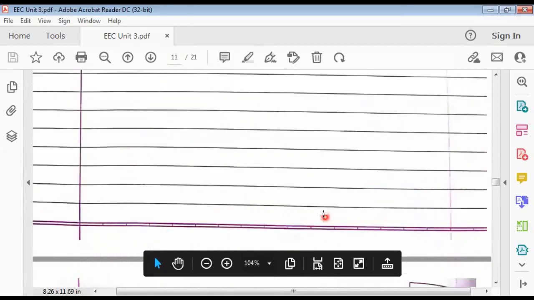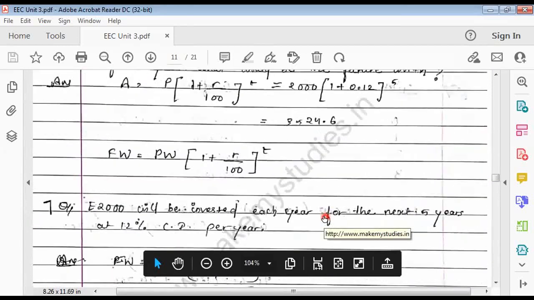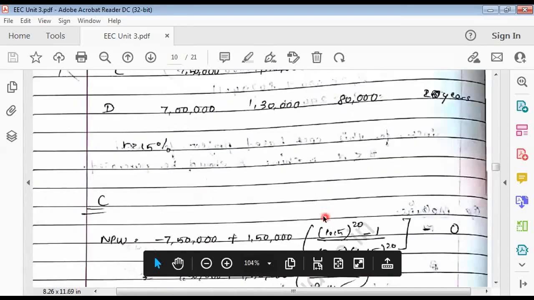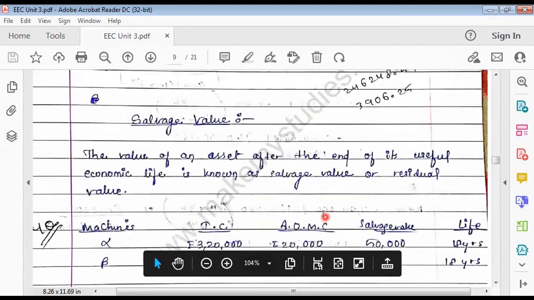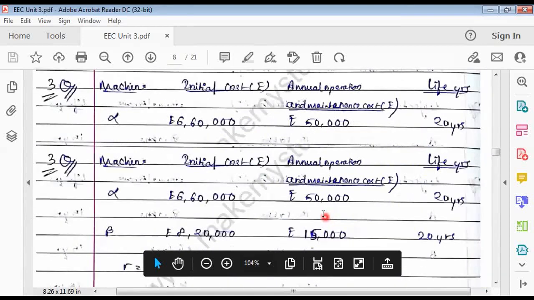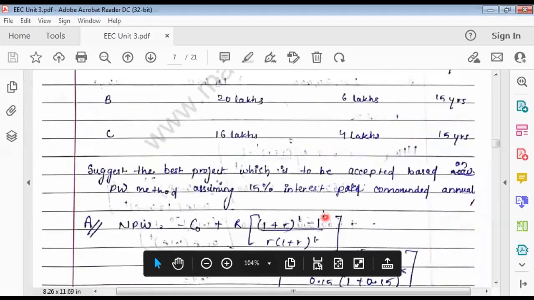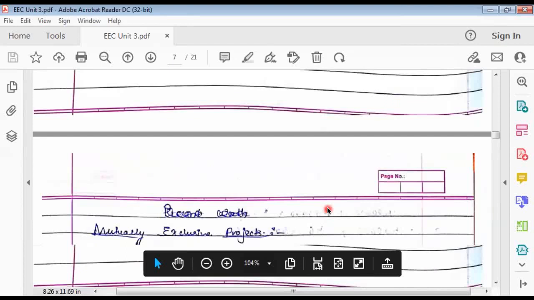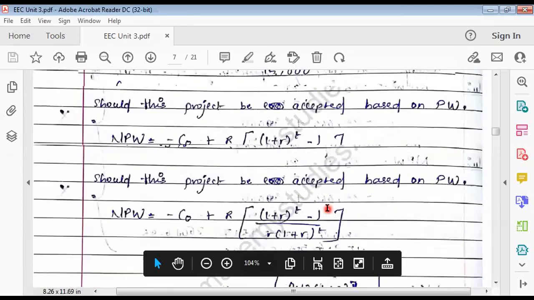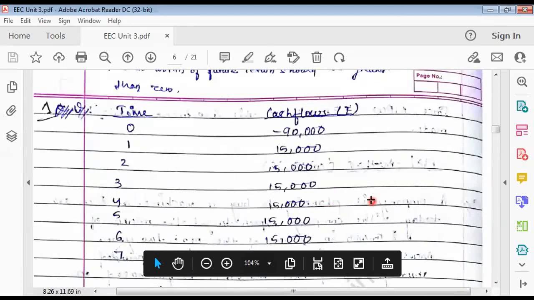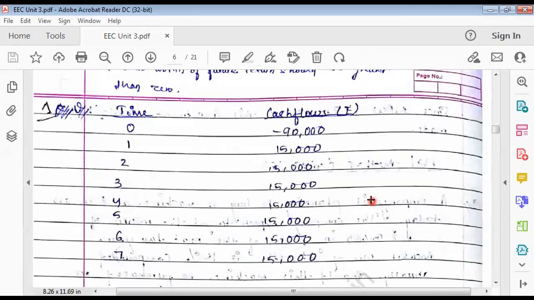The same question that we have solved under the present worth method can be solved using the future worth method. So just to save time, I had given the same questions to the students to solve. Let me show which question I'm talking about. Here it is. You remember this question we had solved using the present worth method, and the same question can be solved using the future worth method.